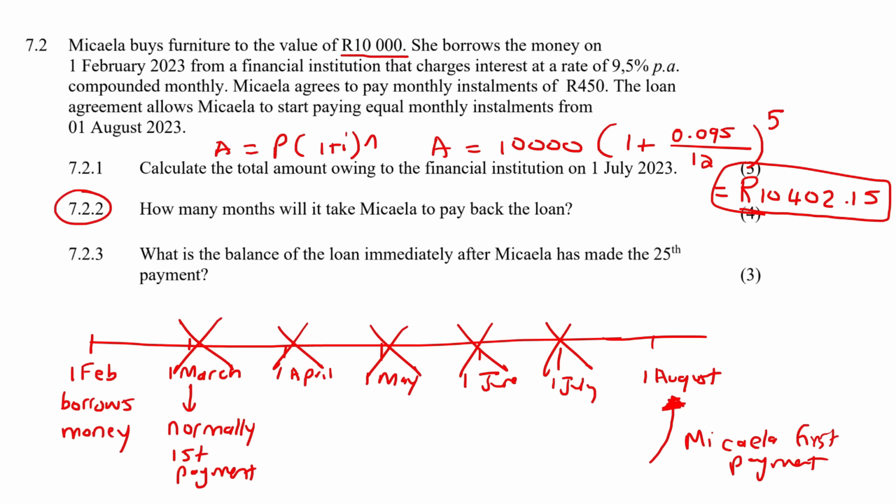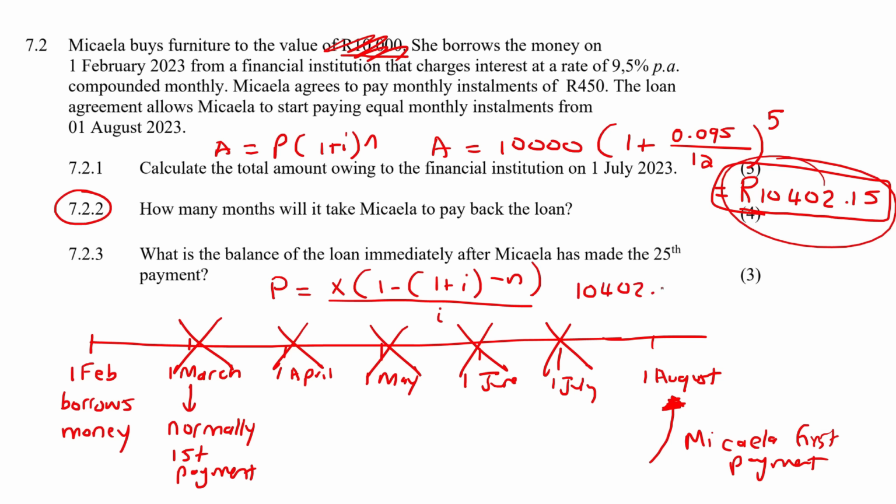This next question says, how many months will it take Michaela to pay back the loan? Okay, so we now know that we're not going to start over here. We're now going to look at from when she starts paying. So we're going to use the present value formula, which is P equals x times (1 minus (1 plus i) to the negative n) over i. Now we're no longer using 10,000. We're now using 10,402.15. The monthly payment is 450. The interest rate is 9.5%, so 0.095.